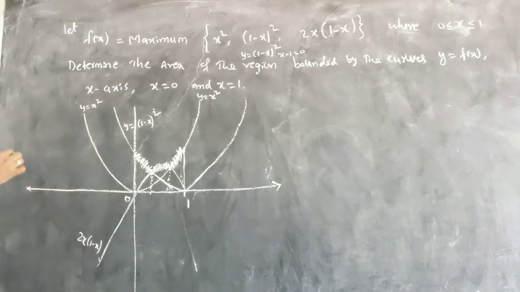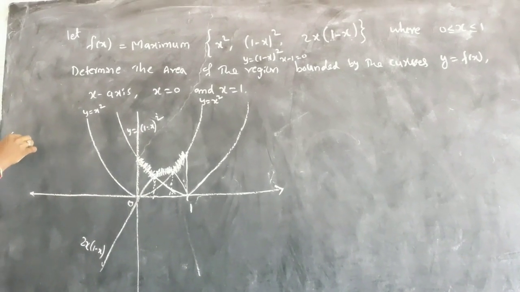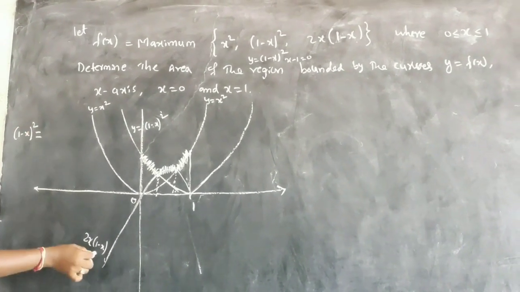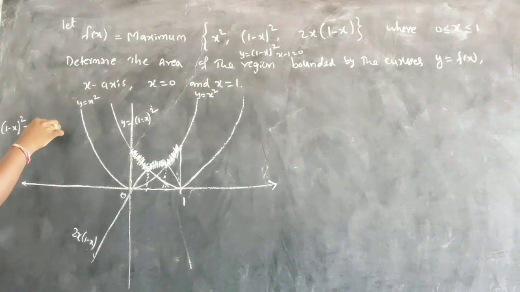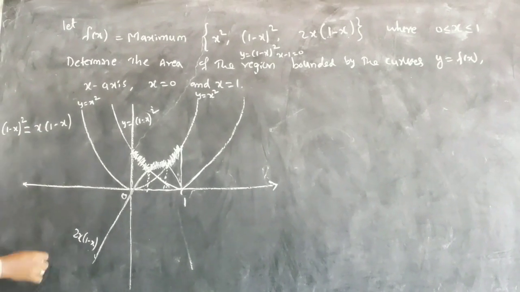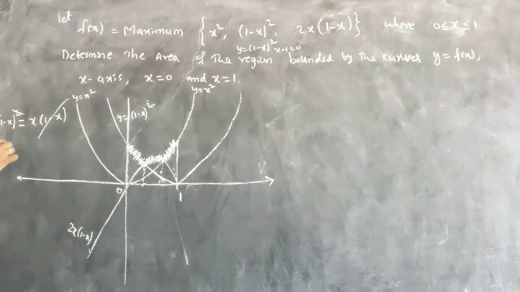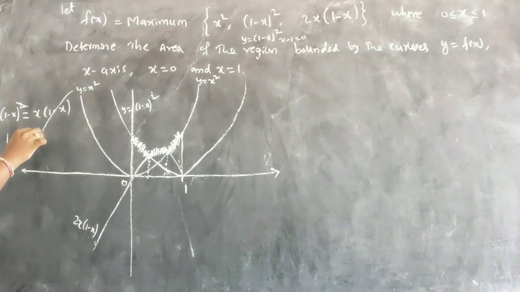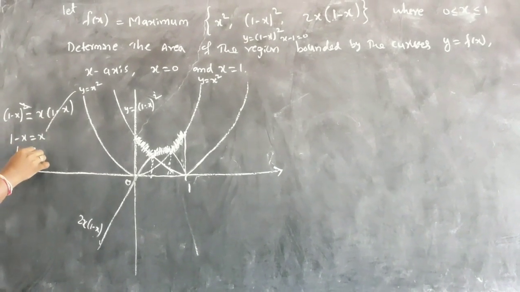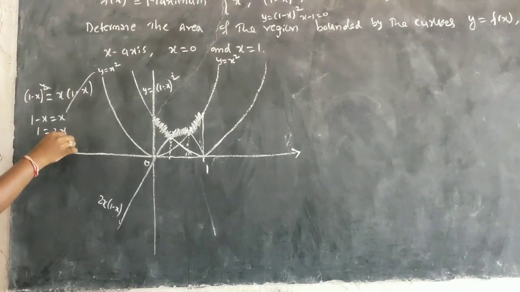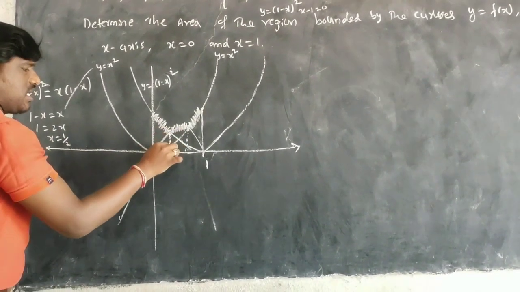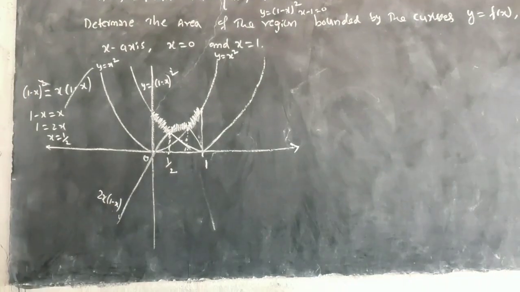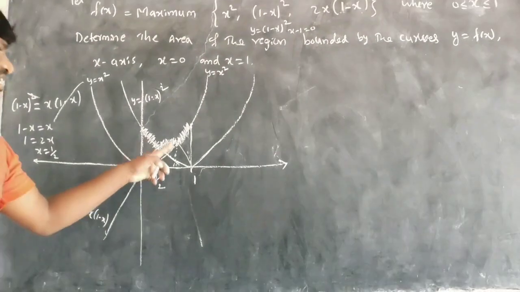So what I do here, I can find (1 minus x) whole square is equal to x into (1 minus x). So you can cancel 1 minus x here. So what I get, 1 minus x is equal to x. So 1 is equal to 2x. So x is equal to half. Means this point is half. You can find it is not forming a triangle.